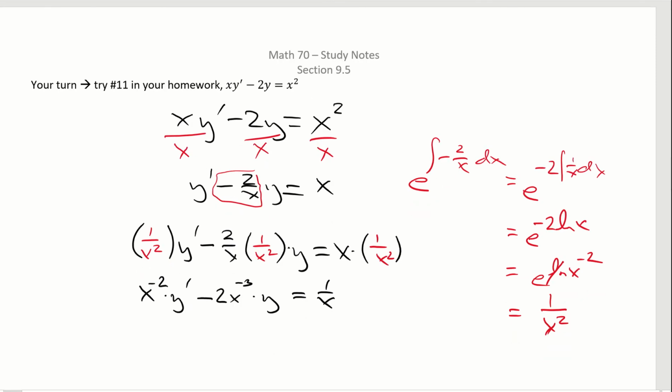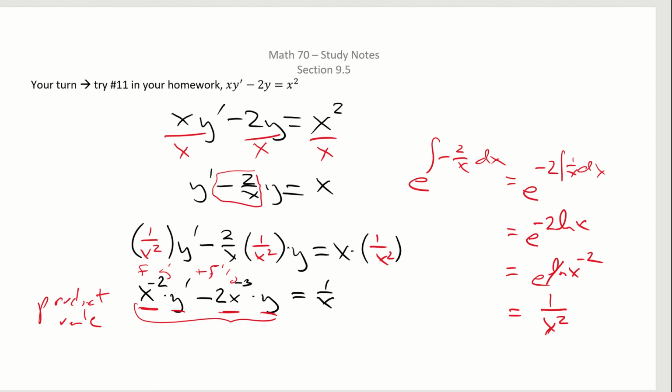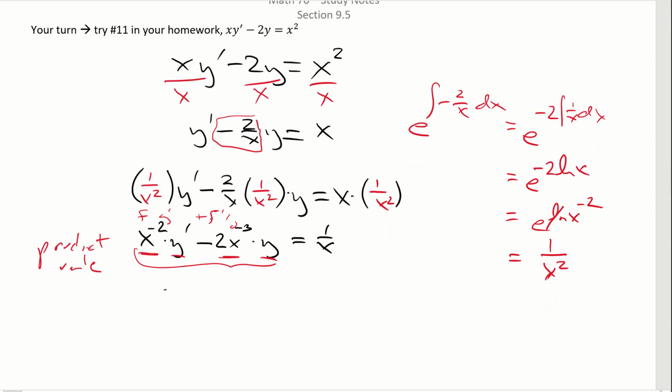Look at that. Did you know that that's a product rule? See it? What's the derivative of x to the negative 2? Minus 2x to the negative 3. Beautiful. What's the derivative of y? It's y prime. That's a product rule. This is like f g prime plus f prime g. Product rule. So we state that it's the derivative of a product. Which functions? Well, the functions are your integrating factor, which is x to the minus 2, times y. And on the other side is 1 over x.